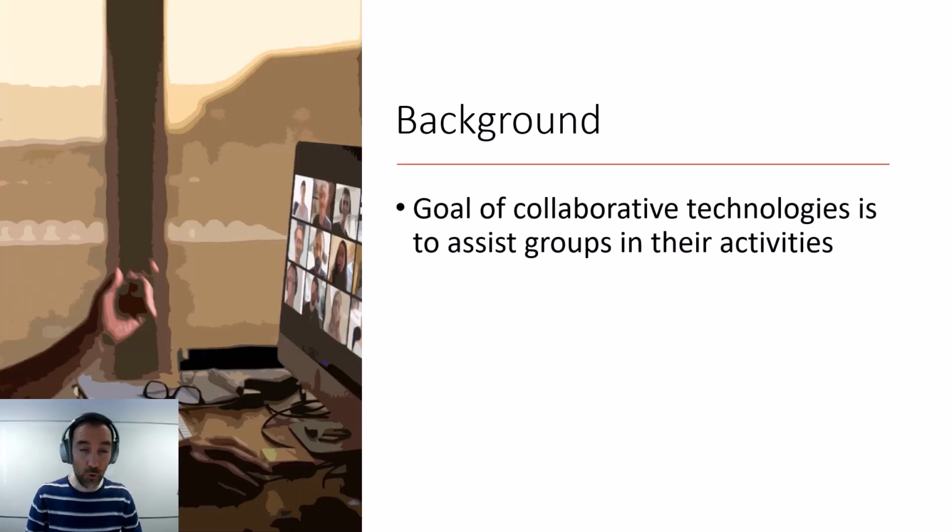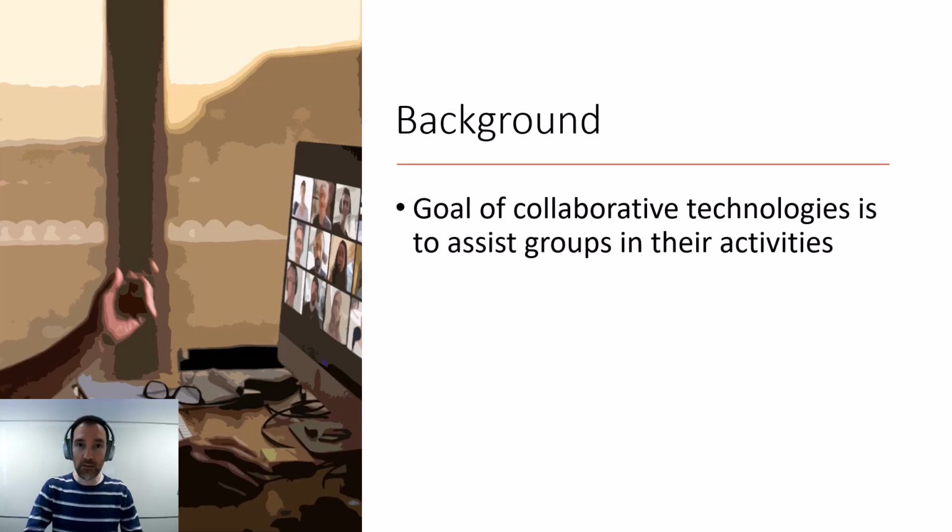Now, the goal of collaborative technologies is to assist groups in communicating, in collaborating, and in coordinating their activities. And it can be defined as a computer-based system that supports groups of people that are engaged in a common task or have a common goal, and that provides an interface to a shared environment.